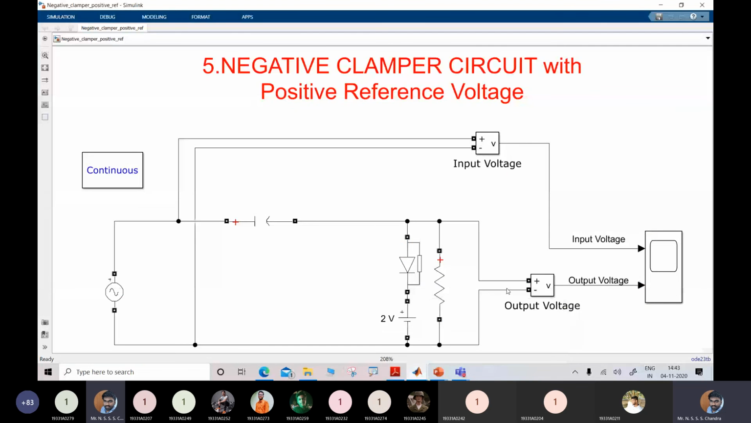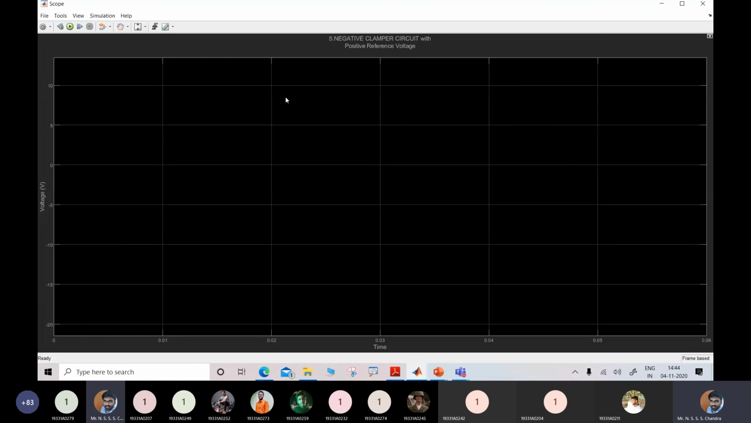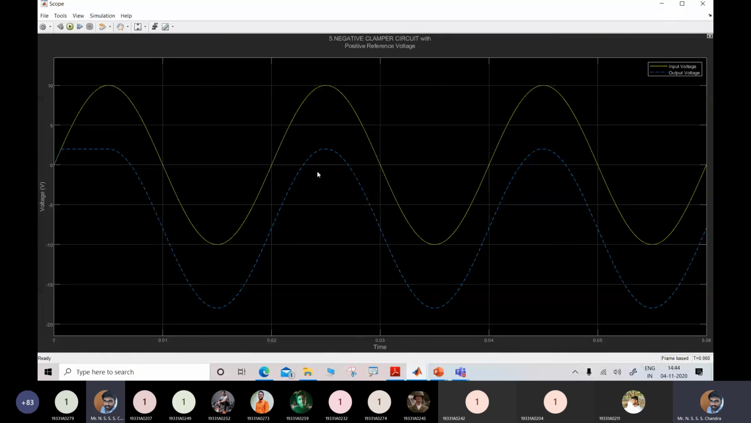So, negative clamper with positive reference voltage. Here it is again minus 10 plus 2, which is minus 8 volts. So if the positive peak is 10 volts, 10 minus 8, it will be 2 volts. If the negative peak is minus 10, then minus 10 minus 8 is minus 18. So your voltage will be varying from minus 18 volts to plus 2 volts.